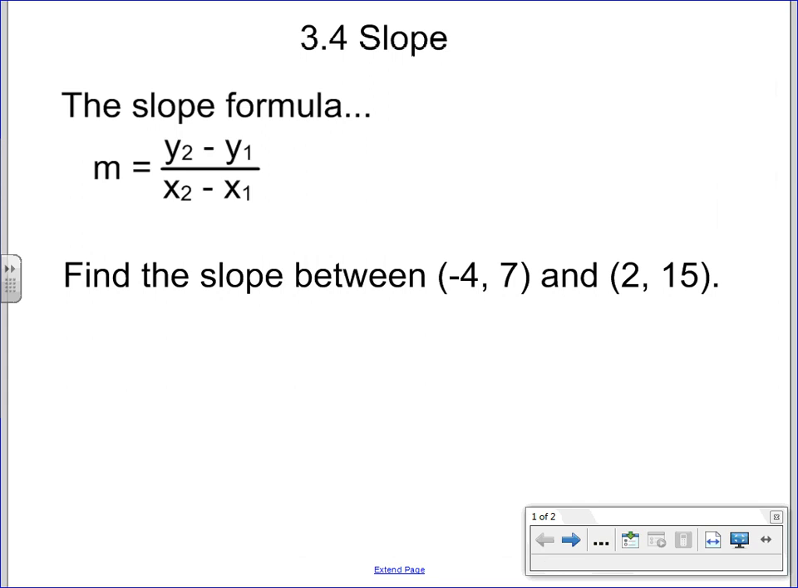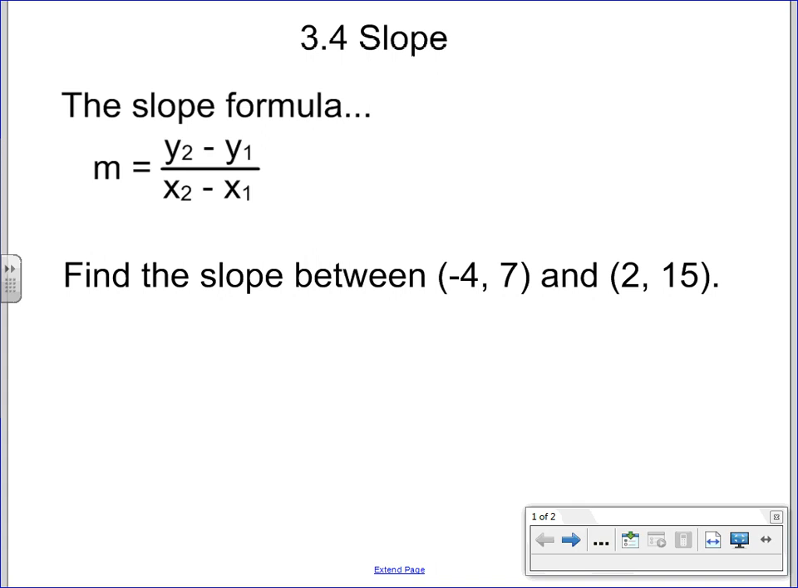Alright, it's Mrs. Jolton again, and last week I forgot to hand out the 3.4 notes. I wasn't sure how far we'd get today, so I'm going to give you a short video on the slope formula, and if we need to work on it more, we'll talk about it in class tomorrow.